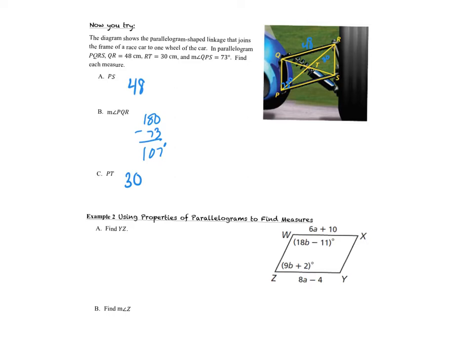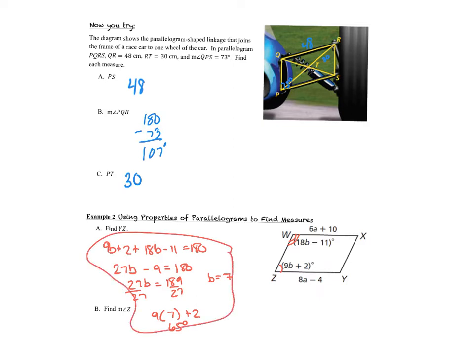So we know that consecutive angles are supplementary. So I know that 9b plus 2 plus 18b minus 11 is equal to 180. So then I can solve that. 27b minus 9 equals 180. 27b, add 9 to both sides, equals 189. Divide both sides by 27. So b equals 7. Oops, that was going to help me with the measure of angle Z. I did that in the wrong spot. So 9 times 7 plus 2 is going to be 65 degrees. So that was for B.